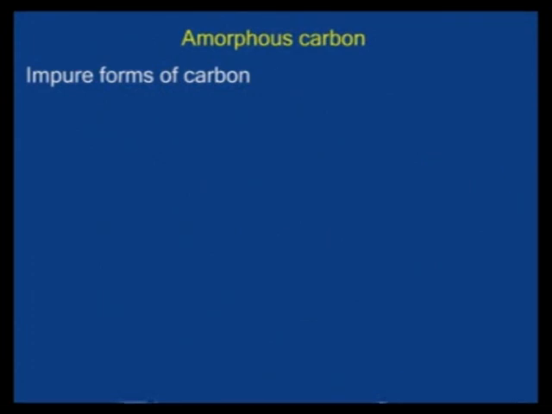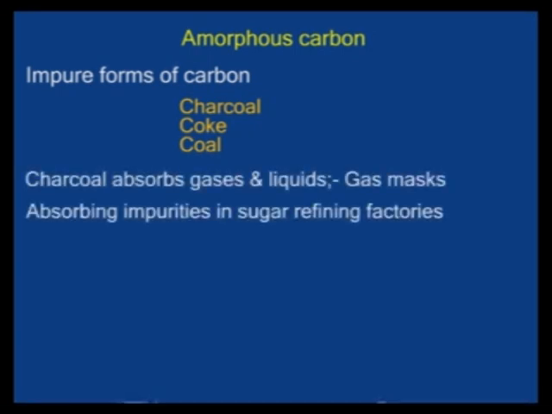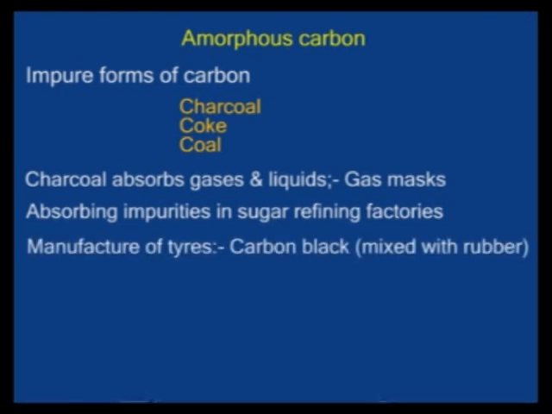Let's look at what is called amorphous carbon, and these are impure forms of carbon and include charcoal, coke, and coal. They contain a small amount of graphite. Some, like charcoal, can absorb gases and liquids, making it useful for gas masks. It is also used in absorbing impurities in sugar refining industries. When mixed with rubber, carbon black is used in the manufacture of tires.